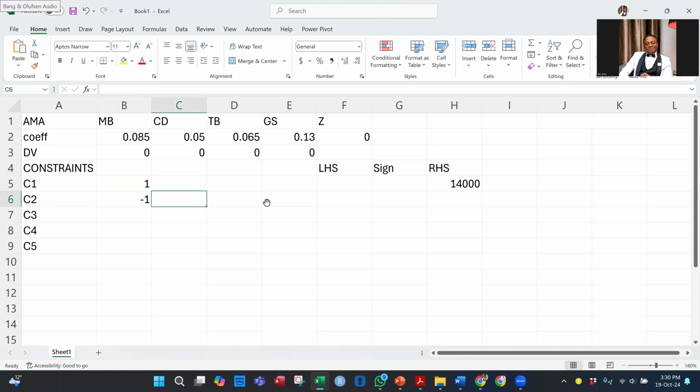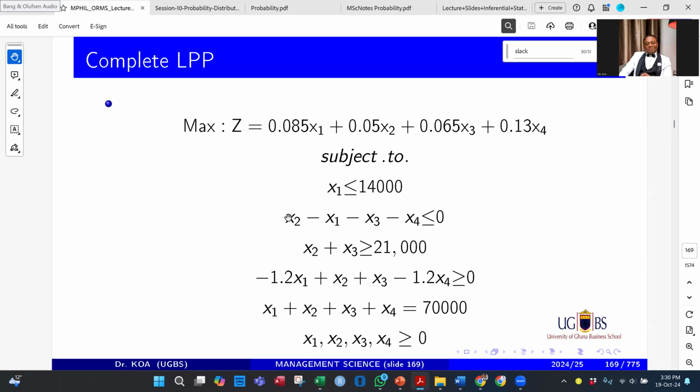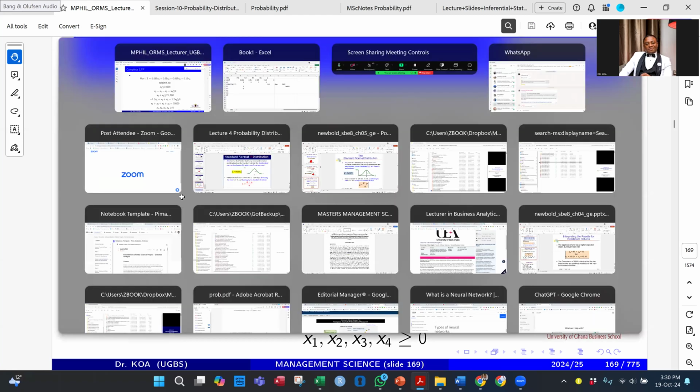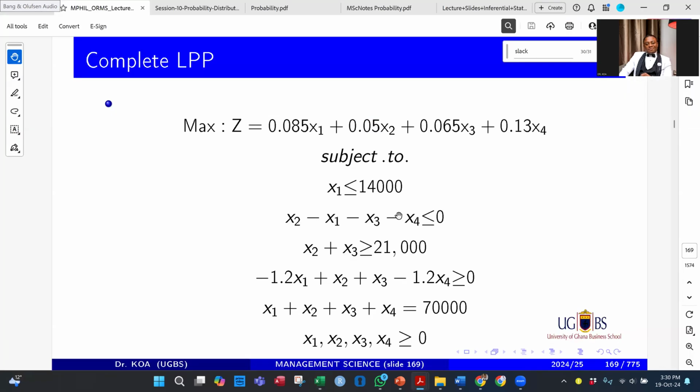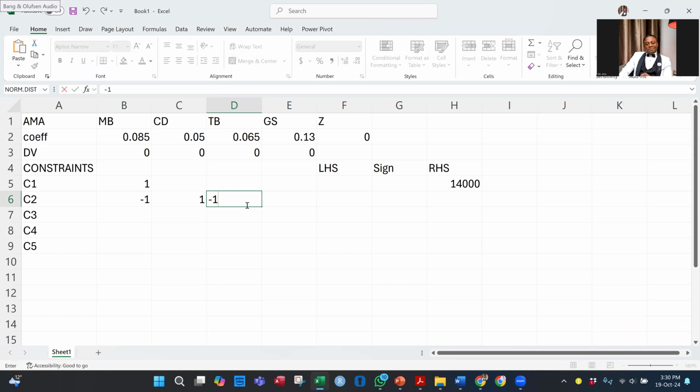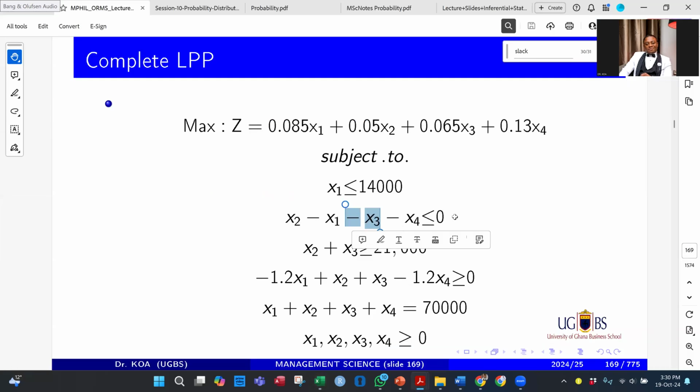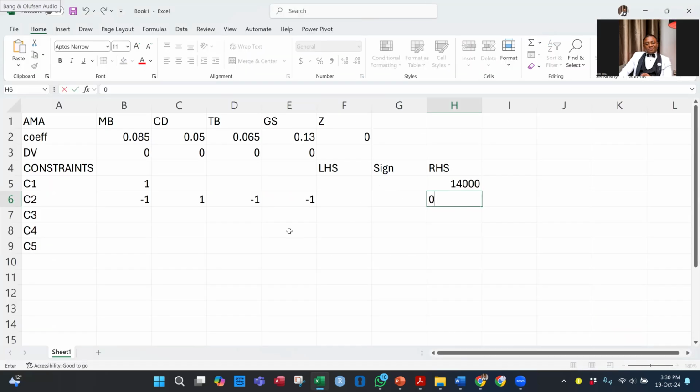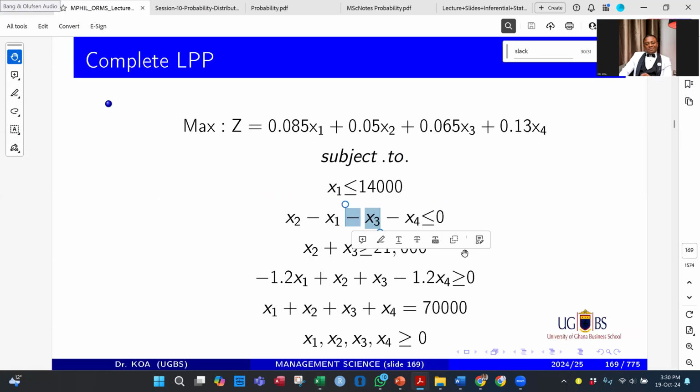And then what about X2? X2, you can see in this constraint is 1. So you type 1. x3 is -1. You can see it here. x3 is -1. x4 is also -1. So you do -1, you do -1. Okay. Now the right-hand side, as you can see, is 0. So you type 0 here. Let's leave this side for now. Let's go to constraint 3.